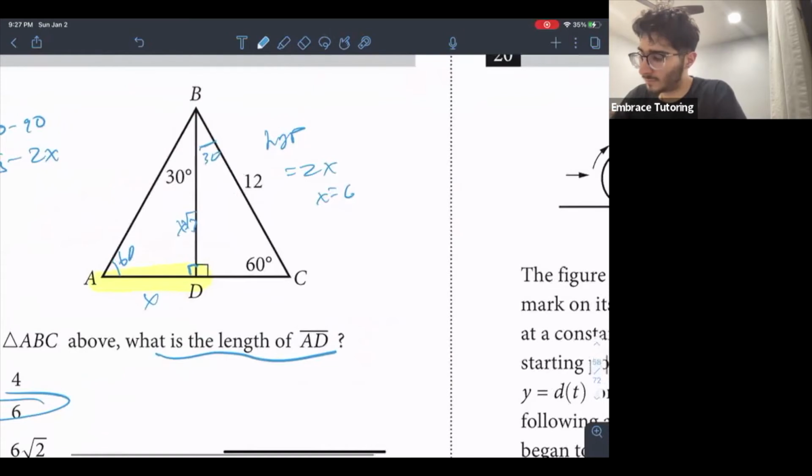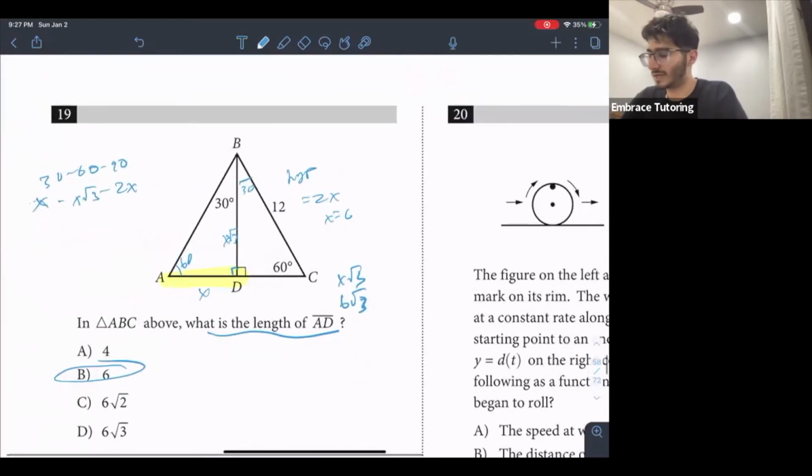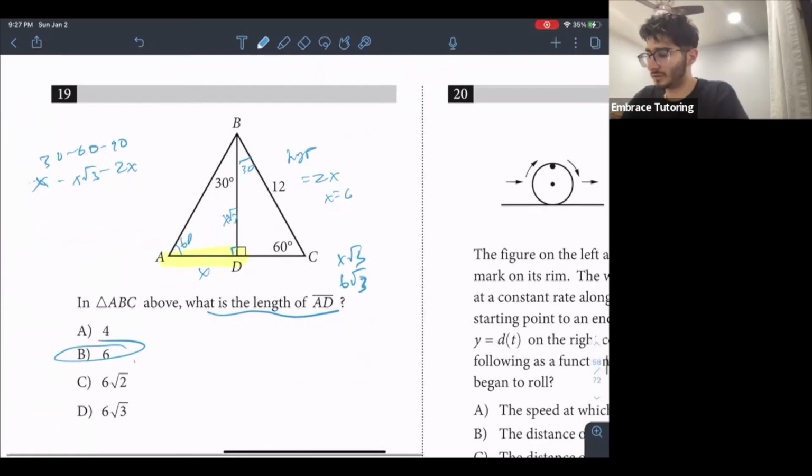And if they wanted to look for the side opposite of 60, it would be x radical 3, which would mean it would be 6 radical 3. But since they're looking for x alone, segment AD, it would just be 6. So choice B.